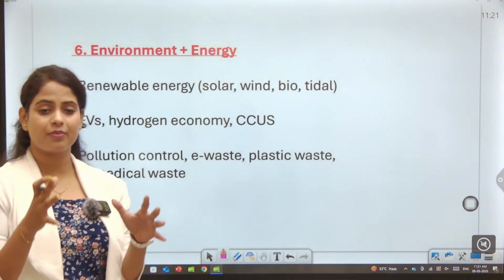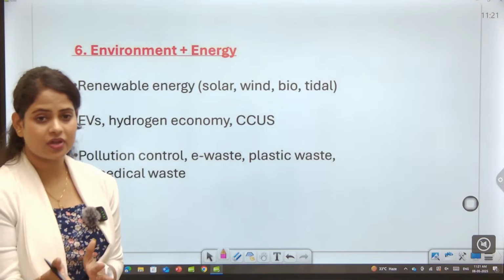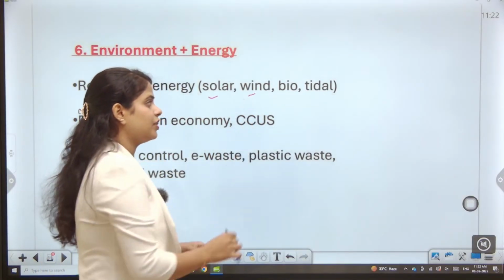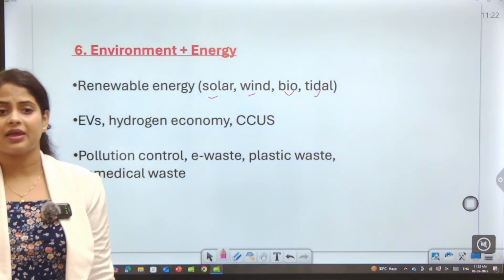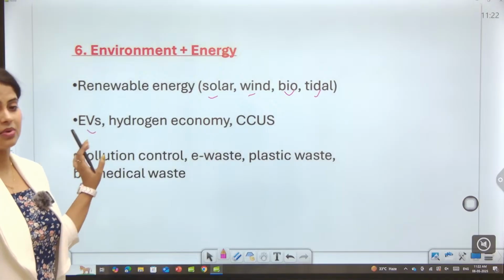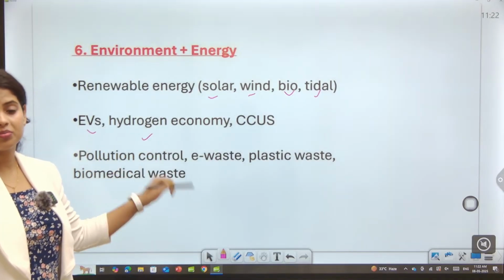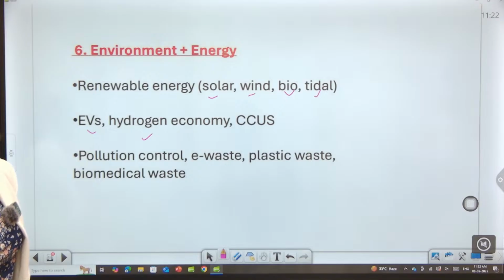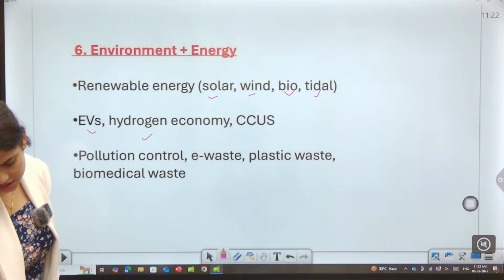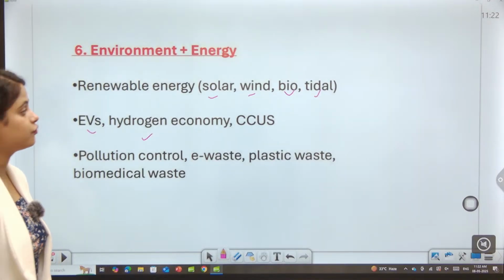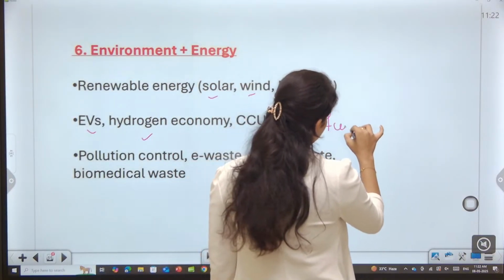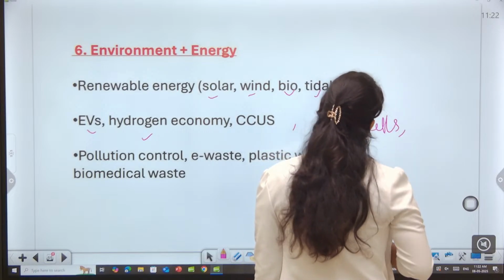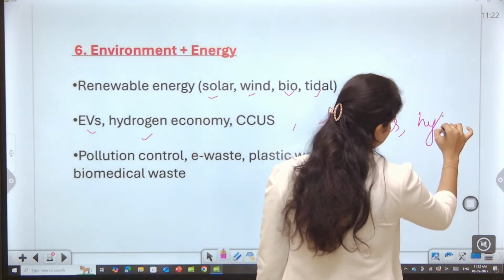First of all, you have to be clear about energy, then the types of energy, that is solar energy, wind energy, bioenergy, and tidal energy. These are the types of energy. Again with EVs, that is electric vehicles, and the hydrogen economy. Okay guys, and most importantly the nuclear energy and the fuel cells. The important part will be the fuel cells and hydrogen also.